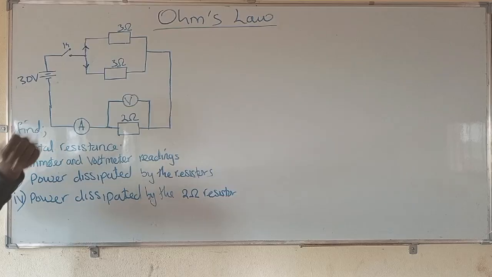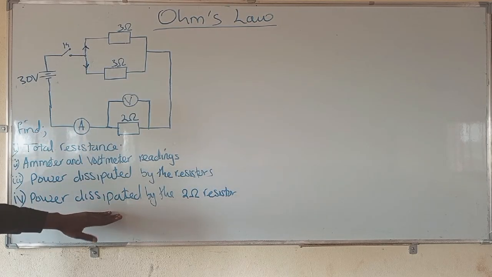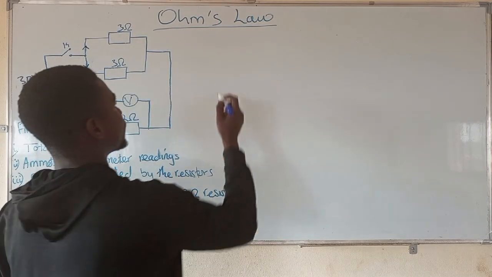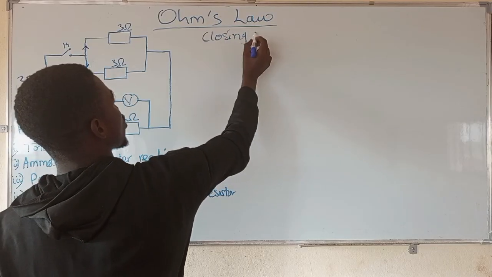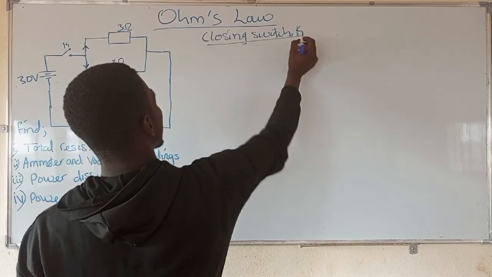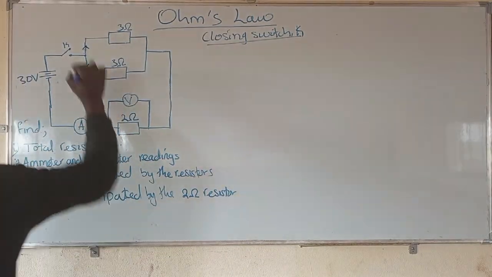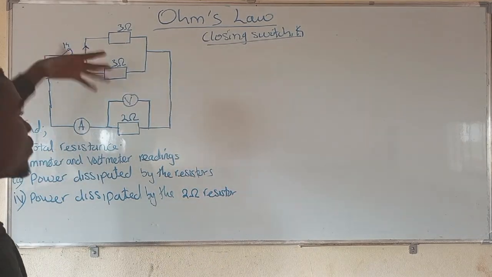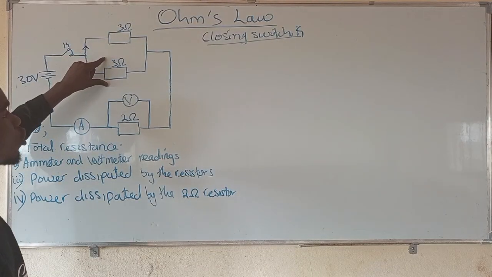So in such a case, in order for us to get these components done, the switch has to be closed. So we start by closing the switch, K. When the switch is closed, this circuit is now complete. So now these 2 are in parallel.